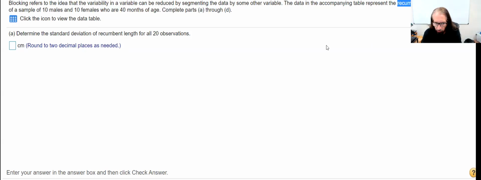That's what recumbent means. And we're supposed to find the standard deviation for a sample, either as if this was a sample of 20 kids, versus after that, the 10 males as a sample of male kids that age, and then the females, the standard deviation of recumbent length for a sample of 10 females, 40 months of age. All right.